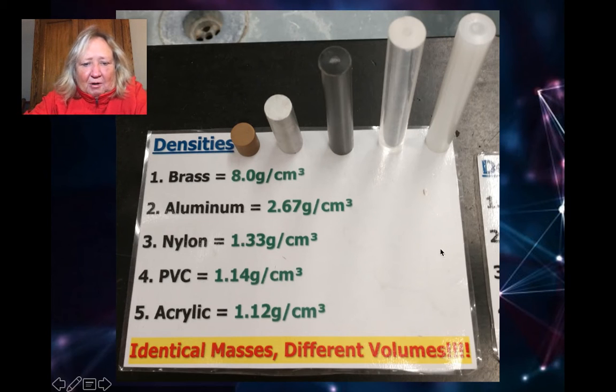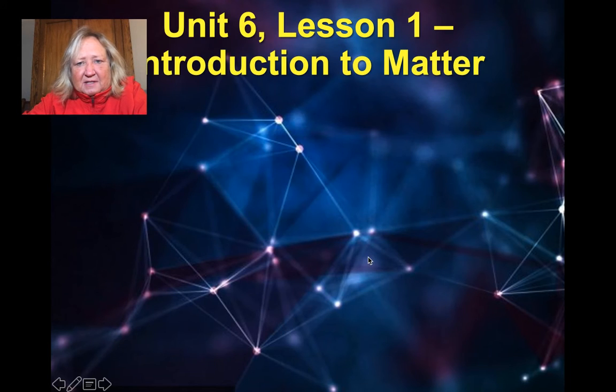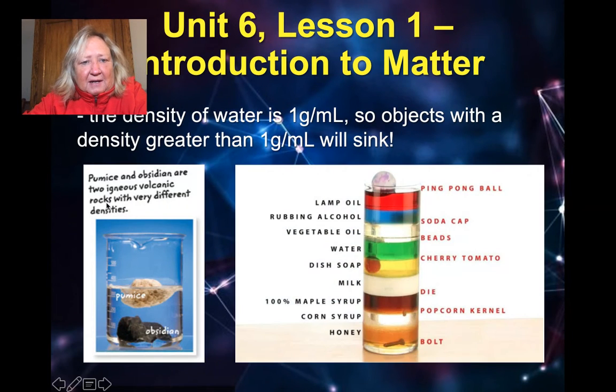Okay, now here's the same thing but different. So I guess it's not the same thing, but these all have the same mass, but look at the incredible range of their sizes. Okay, so the brass is just little. So this volume would be a lot smaller than going up to the acrylic or even the PVC pipe. Again, those are just examples of how things can change, but you can identify them through their densities.